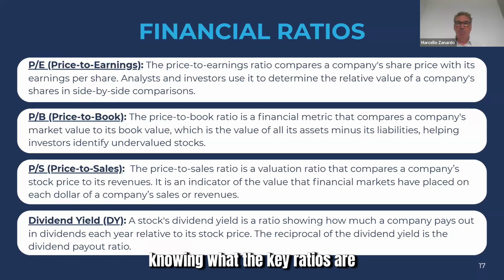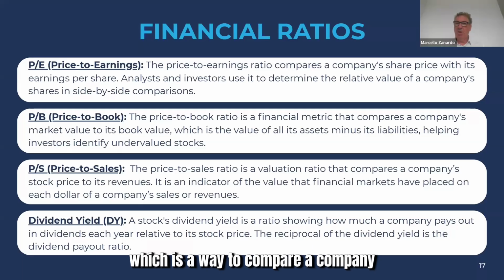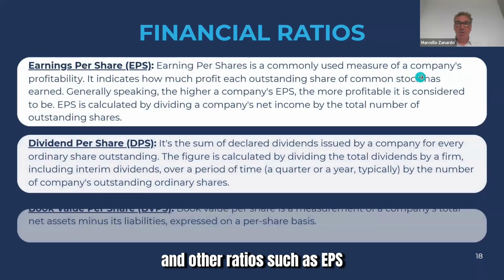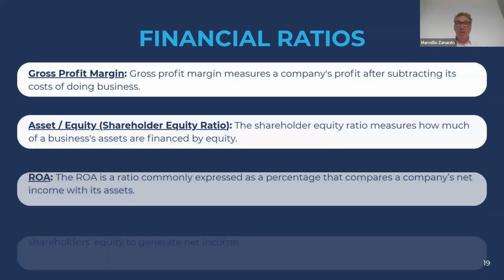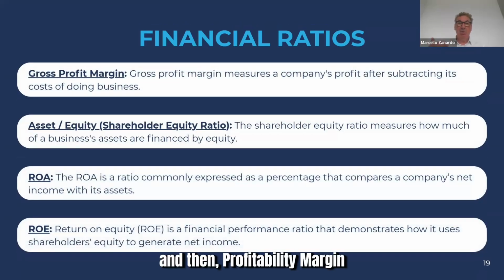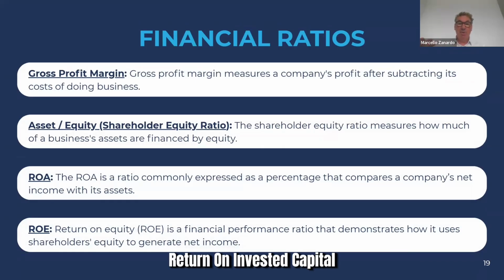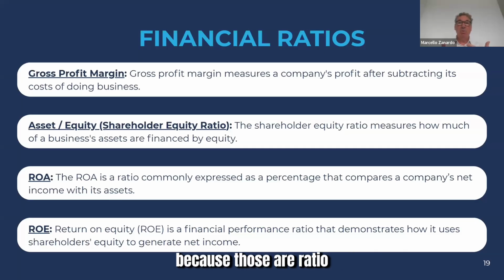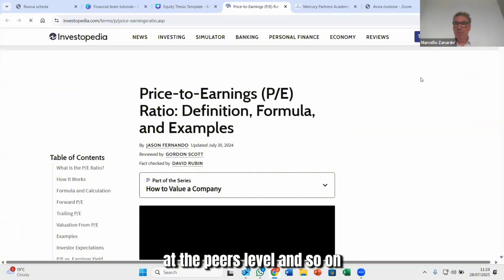And then, of course, as I said, it is essential that you come on board knowing what the key ratios are. Price earnings, forward-looking, usually 12 months, which is a way to compare a company share price with its earning per share, price to book, price to sales, dividend yield, and other ratios such as EPS, earning per share, dividend per share, book value per share. And then profitability margin, gross profit margins, the shareholder equity ratio, return on invested capital, ROA, ROE. So you need to be familiar with what this means, because those are ratios you need to look at and compare at the industry level, at the peers level, and so on.